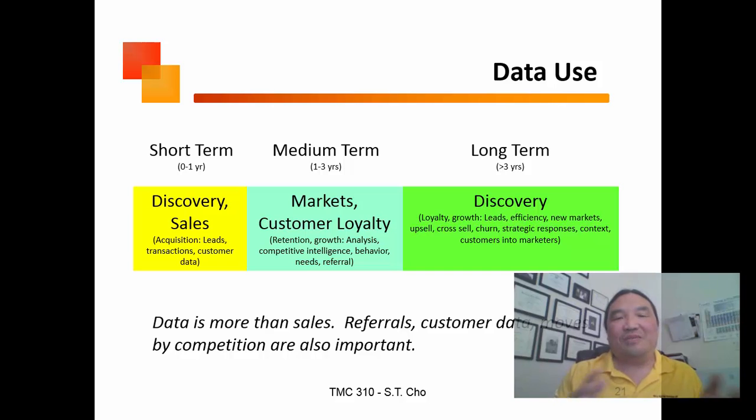What is it that you use data for? Well, a lot depends on what kind of timeline you're looking at. If you're looking at short term, then you're mostly looking for sales. If you're looking at medium term, then you're trying to build markets and build customer loyalty. And if you're talking about long term, you're looking at, okay, how do I keep my customers, as well as manage what's called the churn. And what the churn is, do I need to get new customers?